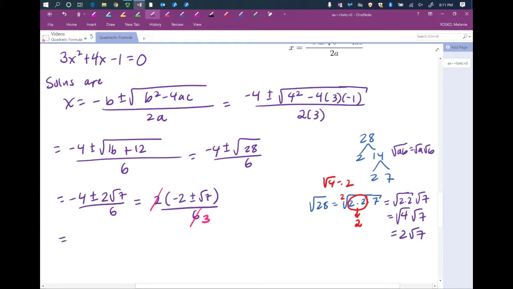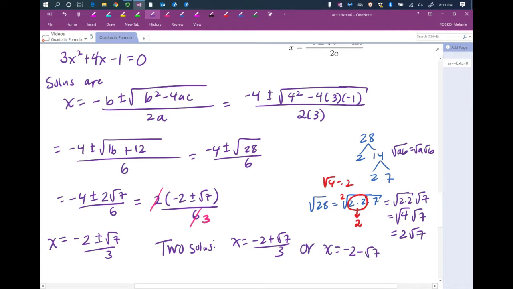Y'all check, make sure that's right. So negative 2 plus or minus the square root of 7 over 3. And remember, that's x equals, there are 2 answers. X equals negative 2 plus the square root of 7, the whole thing divided by 3, or x equals negative 2 minus the square root of 7 over 3. Those are the possible solutions.